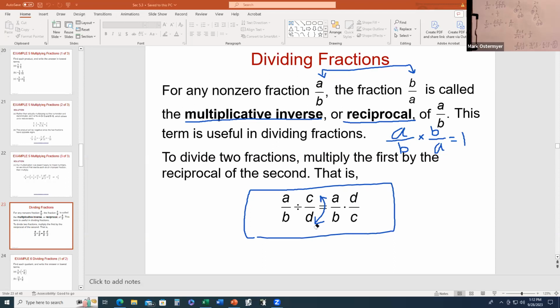Don't forget to flip the second fraction upside down. Never flip the first fraction upside down. Only the fraction that follows the division sign. And then you're back to multiplication. So you can either multiply across and then reduce, or do cross canceling first, then multiply. Any questions about this?